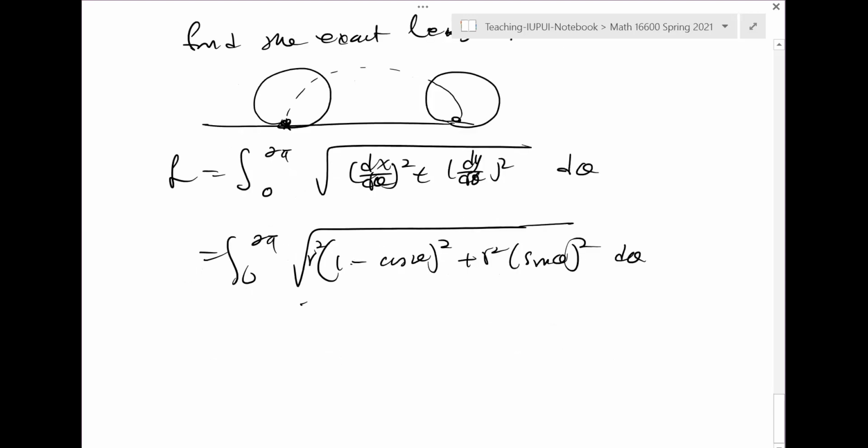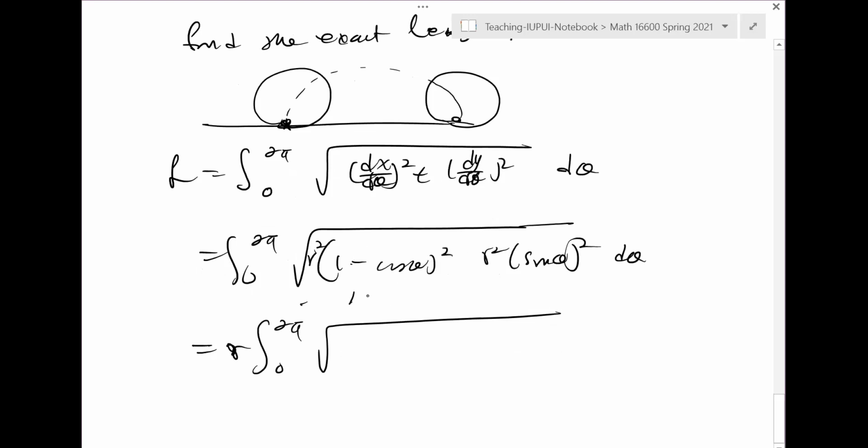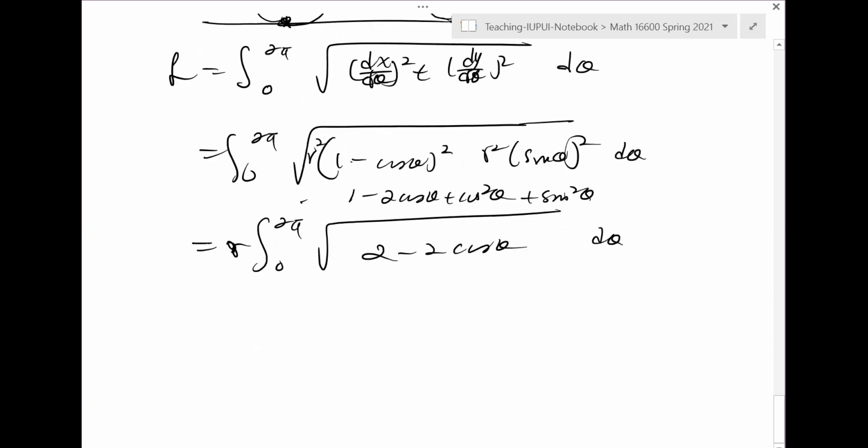The question is how do we simplify it to evaluate this integral? You take an r out, right? So let's put r here. And the inside is 1 minus 2 cosine theta plus cosine squared theta, plus sine squared theta. So it's 1 plus sine squared plus cosine squared, which is 2 minus 2 cosine theta, d theta. Are we able to get rid of the radical? You think about it.